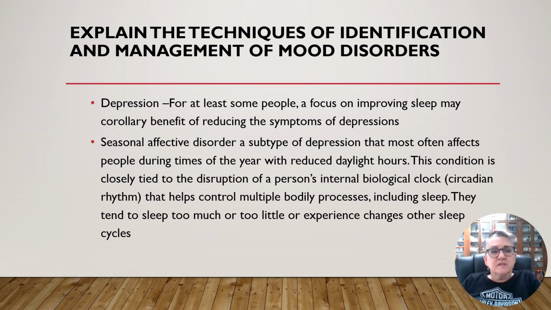Seasonal affective disorder is a subtype of depression that most often affects people during times of the year when there are reduced daylight hours. This condition is closely tied to the disruption of a person's internal biological clock, or circadian rhythm, that helps control multiple body processes, including sleep. They tend to sleep too much or too little or experience other changes in sleep cycles.